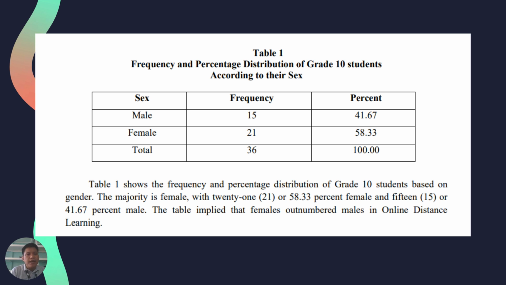Meaning to say, mas marami ang mga babae na nag-undergo ng online distance learner rather than sa lalaki. Again, it should be explained in words, not just focusing on the table itself. You need to interpret the data.